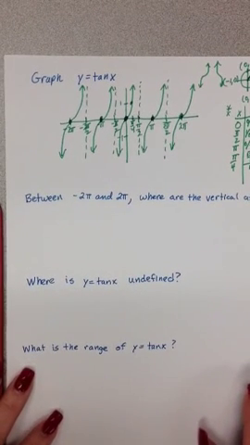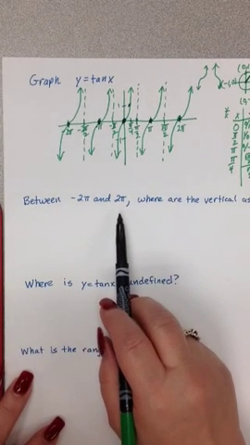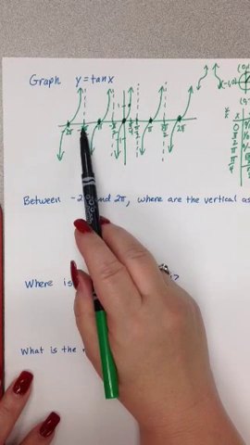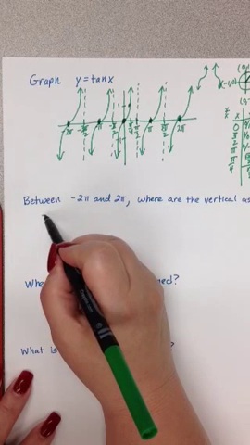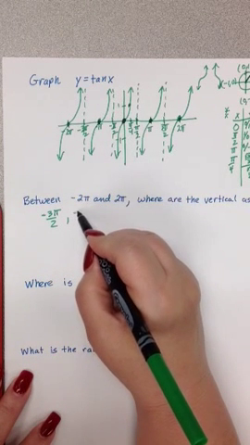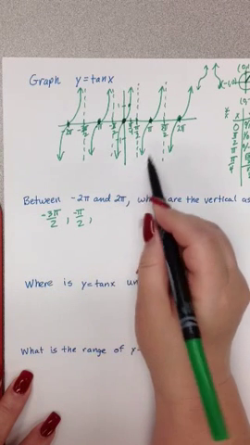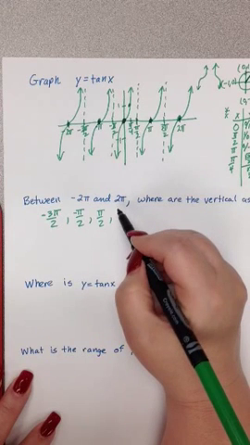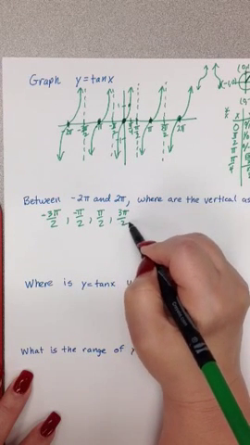And then it asks, between negative 2 pi and 2 pi, where are the vertical asymptotes? So it looks like my first vertical asymptote is negative 3 pi over 2. Next is negative pi over 2. Next is positive pi over 2. And next is 3 pi over 2.